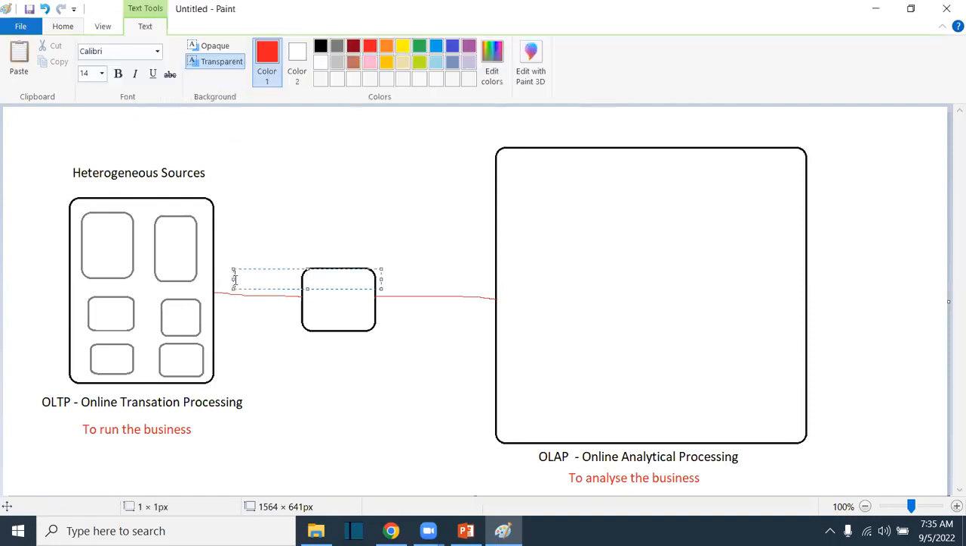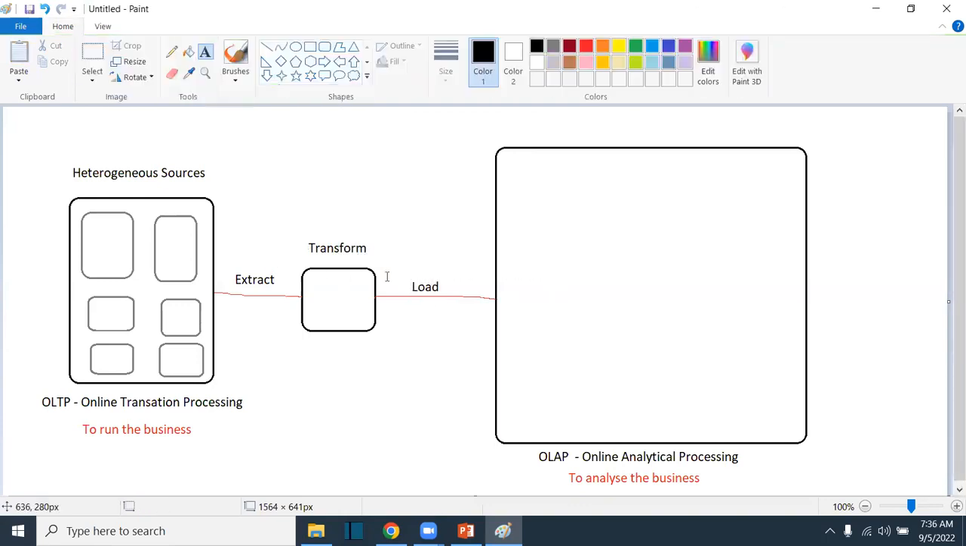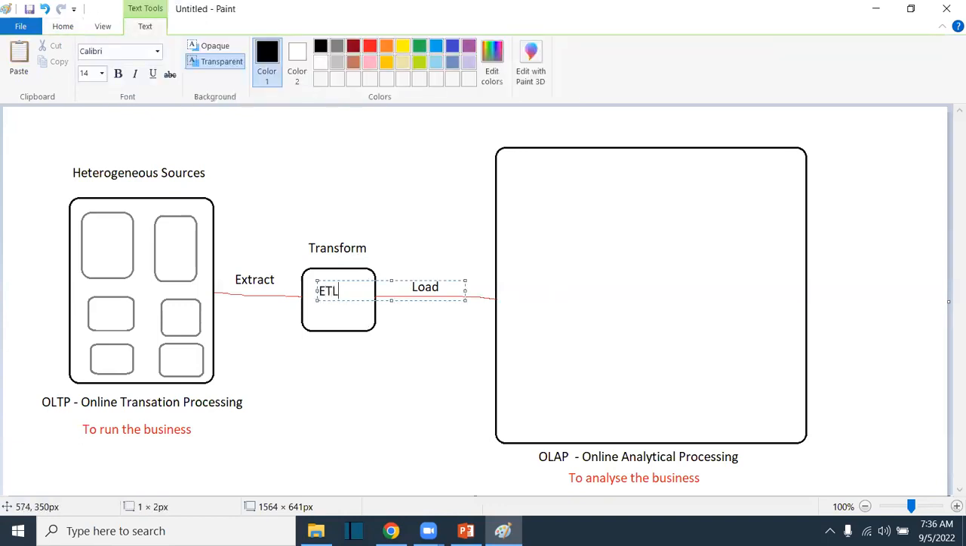So we have to extract the data from the source. They will do extract and transform, and load the data. Even for the cloud, it is the same terminology. Extract, transform and load. This is called the ETL process. Sometimes we also call it the ELT process.